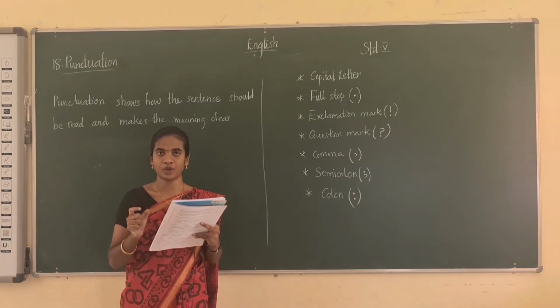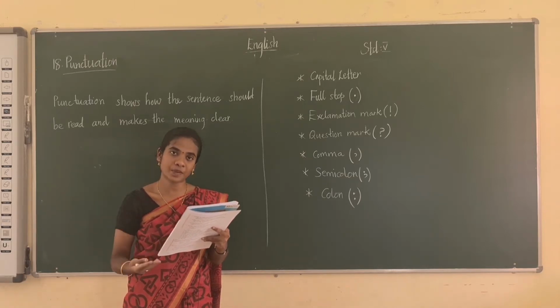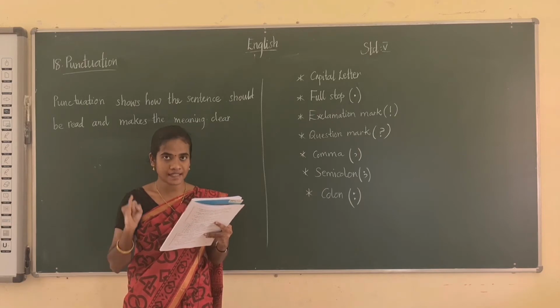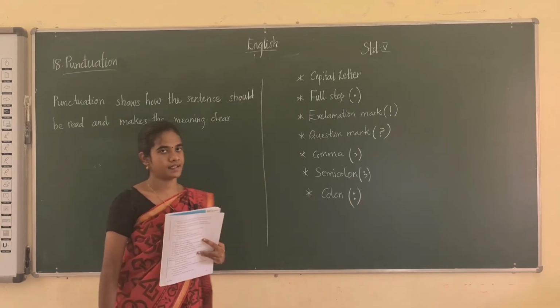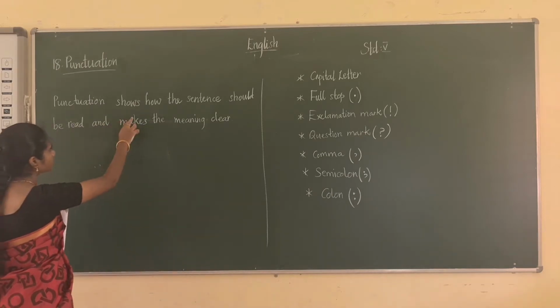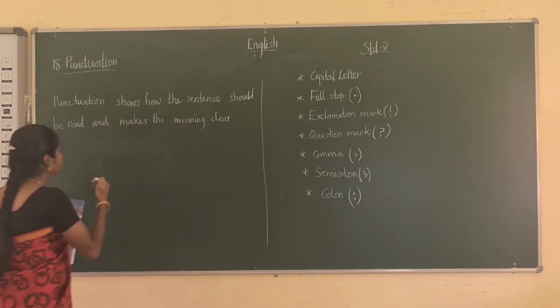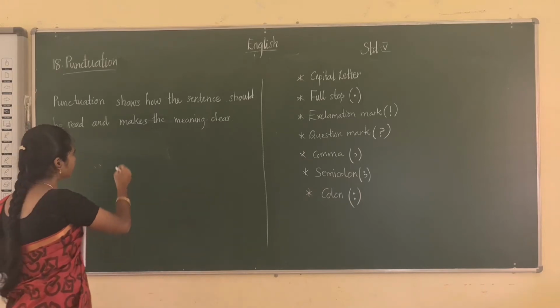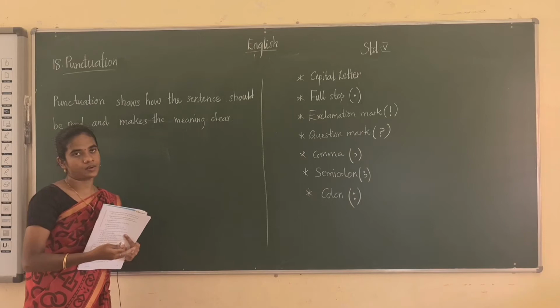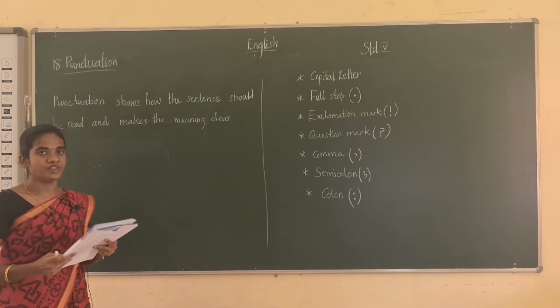So this is the main important one, punctuation. What is the use of punctuation? They can create sense, clarity and stress in a sentence, and punctuation also shows how the sentence should be read. How we have to read the sentence, and it makes the meaning clearer. So this is the usage of punctuation.